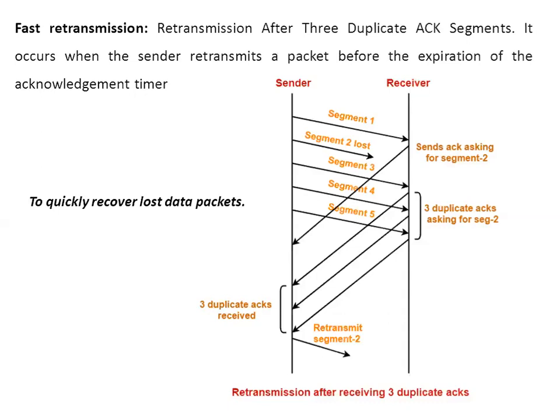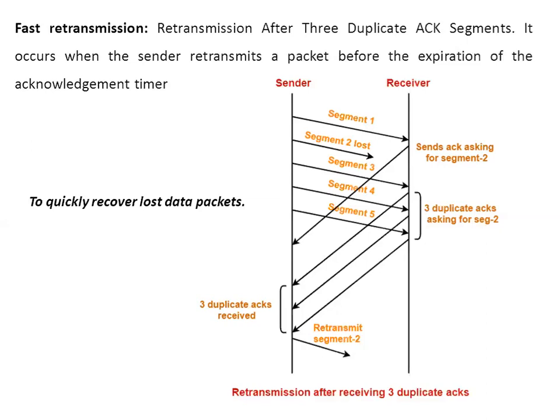Let us say the network is not very congested, then the sender will usually be transmitting a large number of segments, and if only a few segments are getting dropped or lost in the network, then instead of waiting for the expiration of the timer for that segment, we can use this other concept of 3 duplicate acknowledgements, wherein the sender will be able to identify the lost segment much earlier than the expiration of the retransmission time.